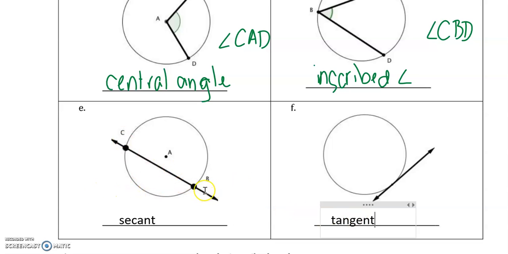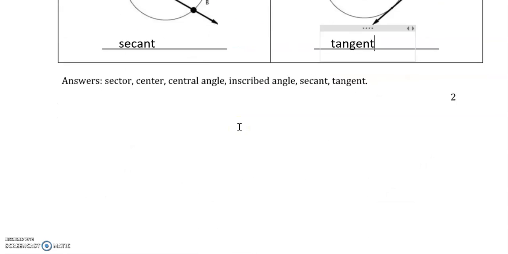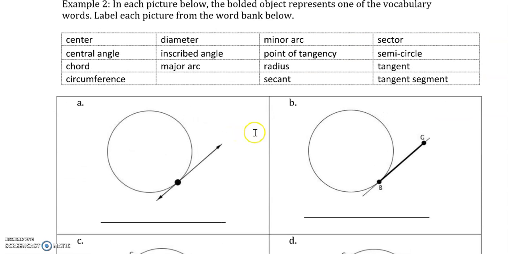The secant actually goes through the circle and touches it in 2 spots. Our tangent touches it in exactly 1. We can continue. In this case, we have another tangent line, and they did make that point really big. So we could call this the point of tangency. Now that could also be the tangent line depending on the question. They will try to be very clear about what they're asking you about.